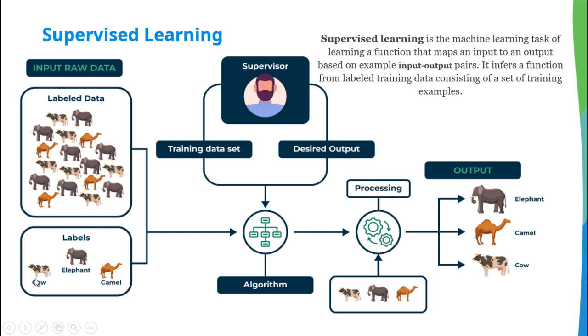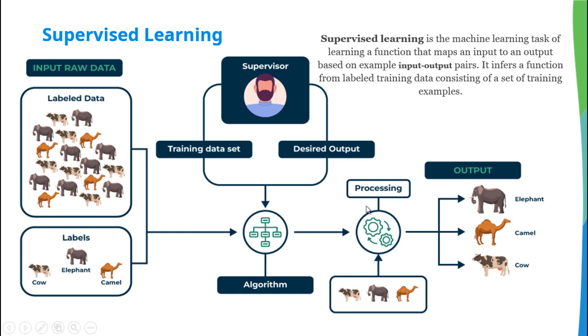Now, we can see three groups of labels here. We have cow, we have elephant, we have camel. When these are passed into the machine, the model and algorithm are created, and this algorithm is then used to process and give us the desired output. So this can be predicted with some level of accuracy: camel, cow, elephant.